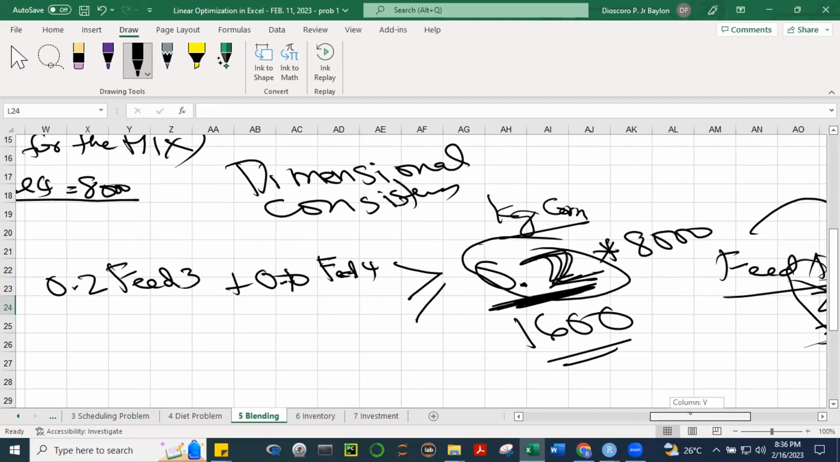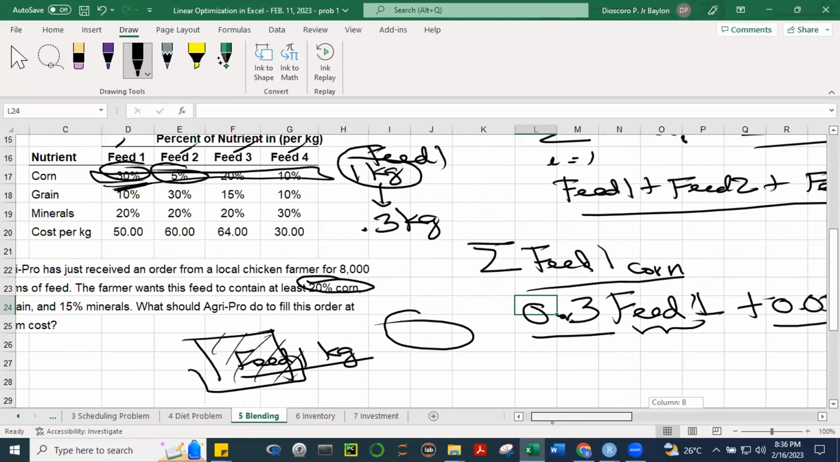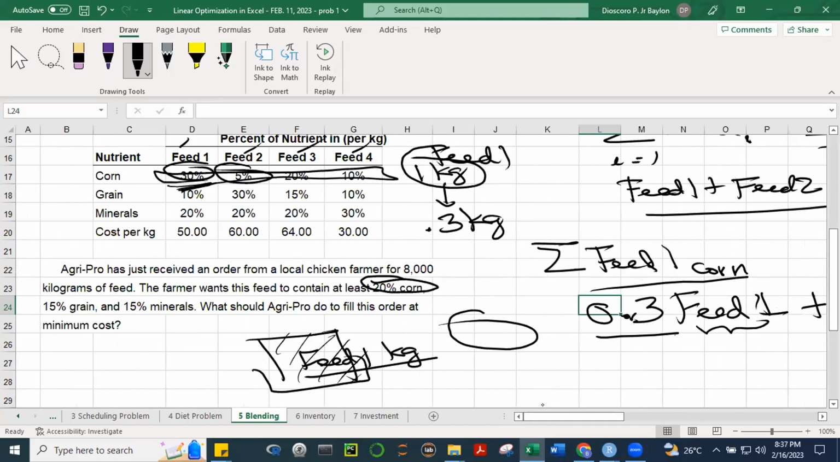This will be our first constraint. That 0.3 of feed 1, plus 5% of feed 2, plus 20% of feed 3, plus 10% of feed 4 should be greater than or equal to the minimum, which is 0.2, but this is in percent proportion. We have to multiply that 0.2 by the 8,000 that we're going to produce. So 8,000 multiplied by 0.2 gives us 1,600.